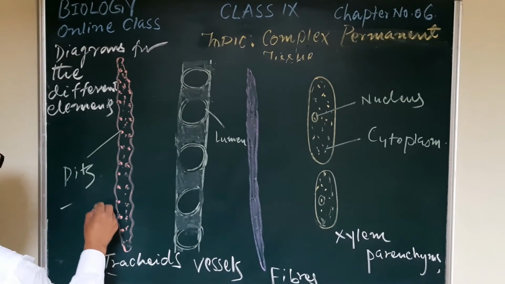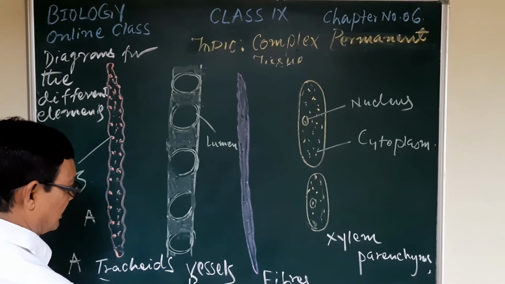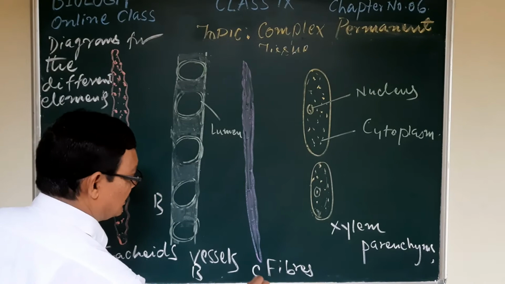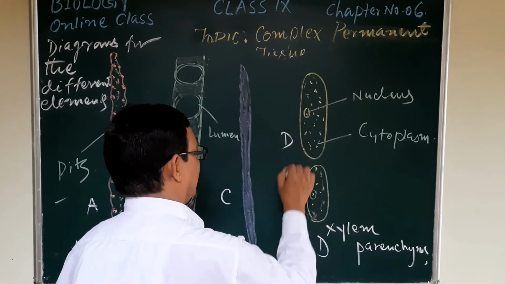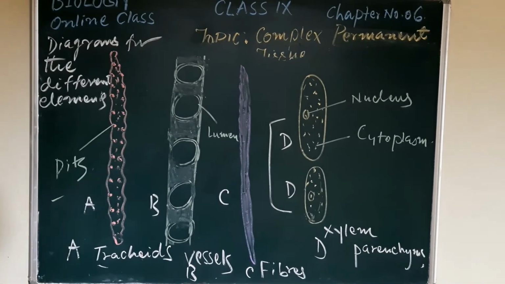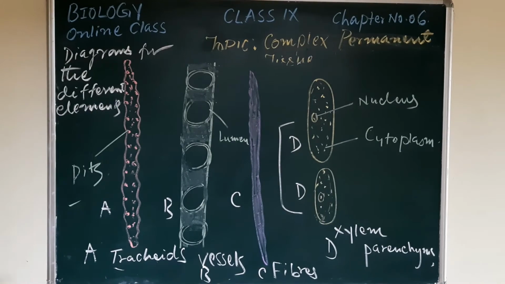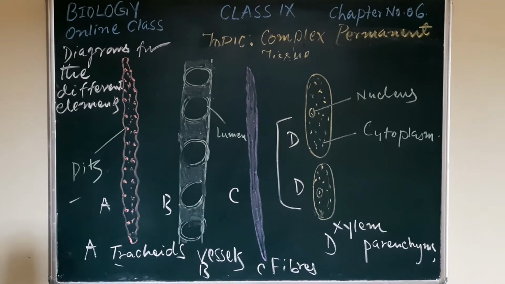Number 1, tracheids: A, tracheids; B, vessels; C, fibers; and D, xylem parenchyma. This is also the same. So these are some diagrams for the different elements of xylem.